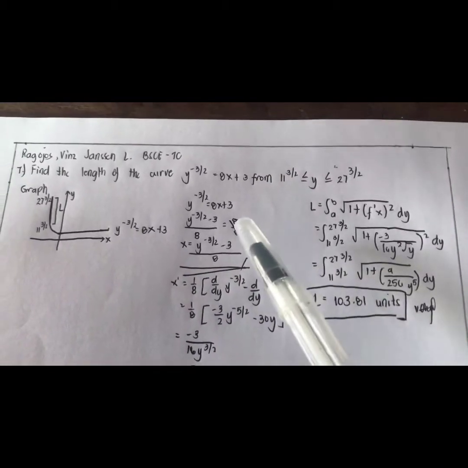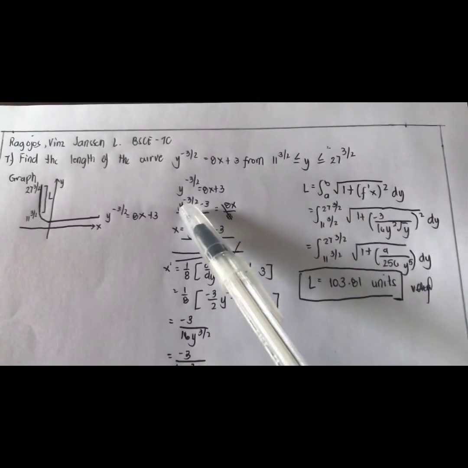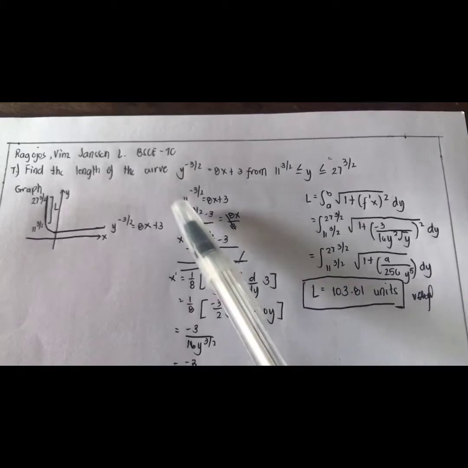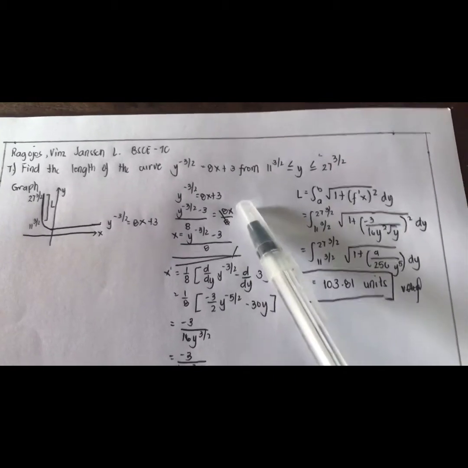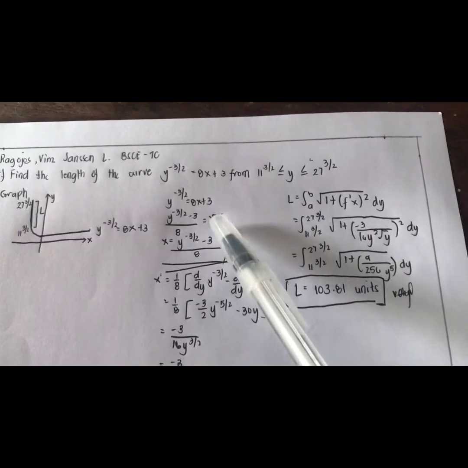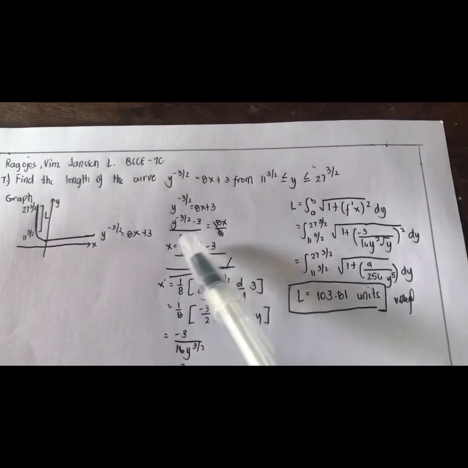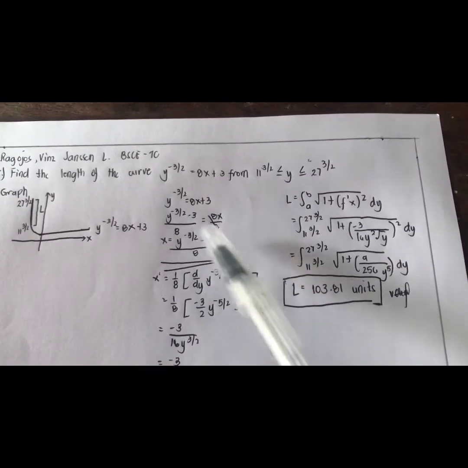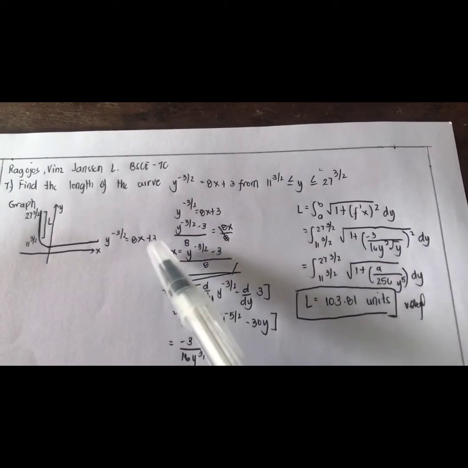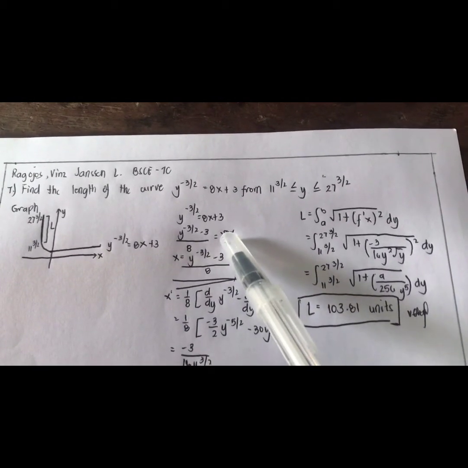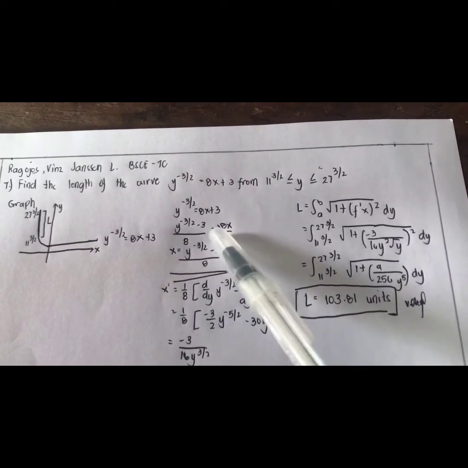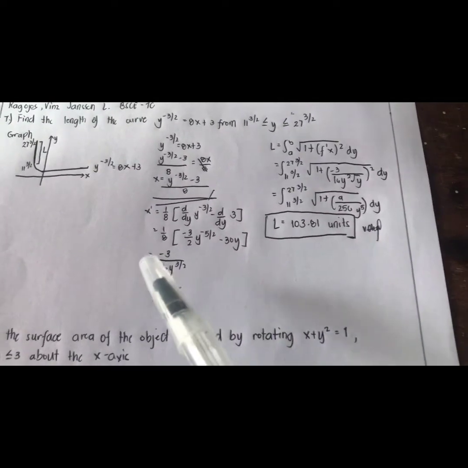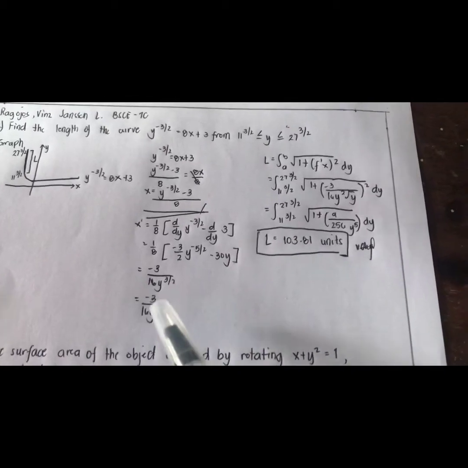And then we're going to solve for x using this equation. y raised to negative 3 over 2 is equal to 8x plus 3. So we will have y raised to negative 3 over 2 minus 3 is equal to 8x. Divide both sides by 8 to cancel this out. x is equal to y raised to negative 3 over 2 minus 3, over 8. Now, we need to find the first derivative of this value of x. So the first derivative of x would be negative 3 over 16 y squared times the square root of y.